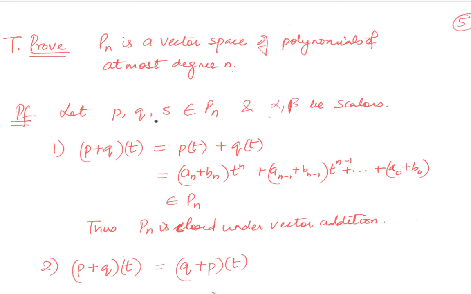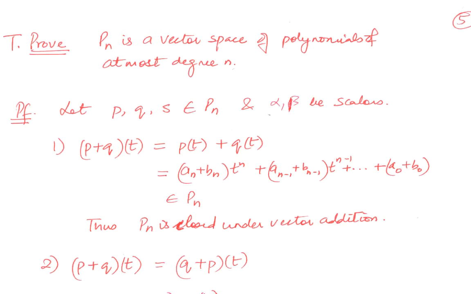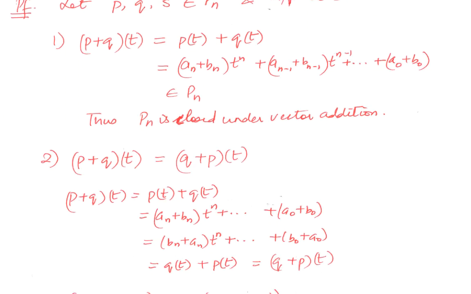What we're going to do is take 3 elements, p, q, s. These are 3 polynomials in P sub n. And I'm going to take 2 scalars, alpha and beta. The first thing I have to prove is that if I take 2 elements and add them in Pn, the result is again in Pn. By the virtue of the definition, you would notice that Pn is closed under vector addition. Clearly, you just basically have to write these elements. It's exactly what was given in the lecture notes. Then the second property we have to prove is that it is commutative.